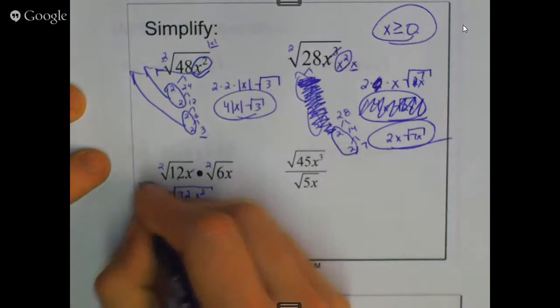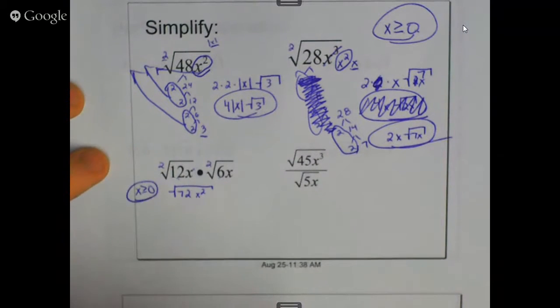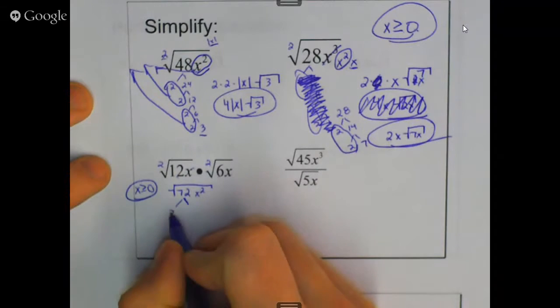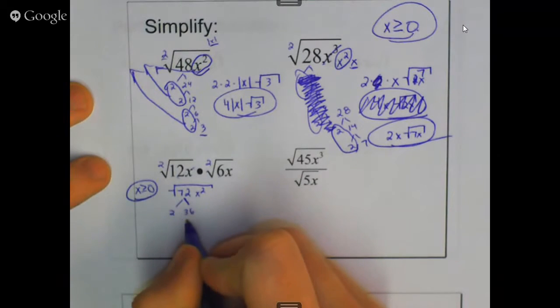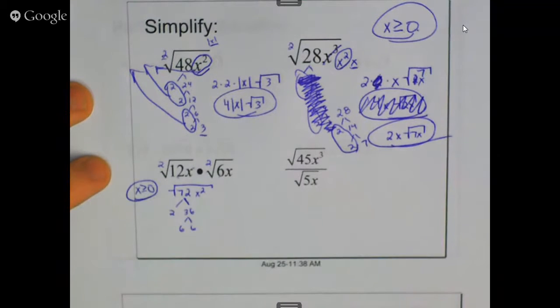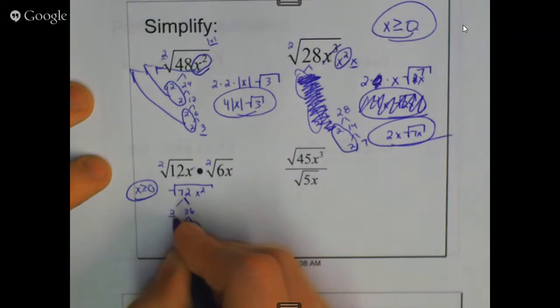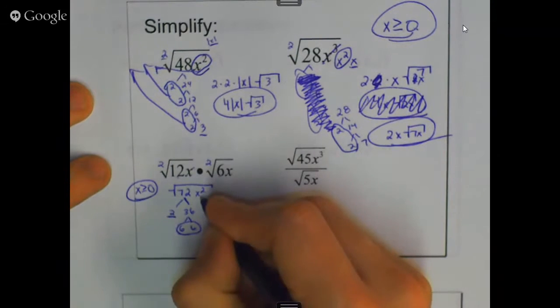So this is part of my answer. I can go ahead and circle that up. And then we're going to break down 72. So I've got 2 and 36, 6 and 6. Okay. So I can keep going down here, but I notice that these two are already the same and the 2's left over. So I can stop there.